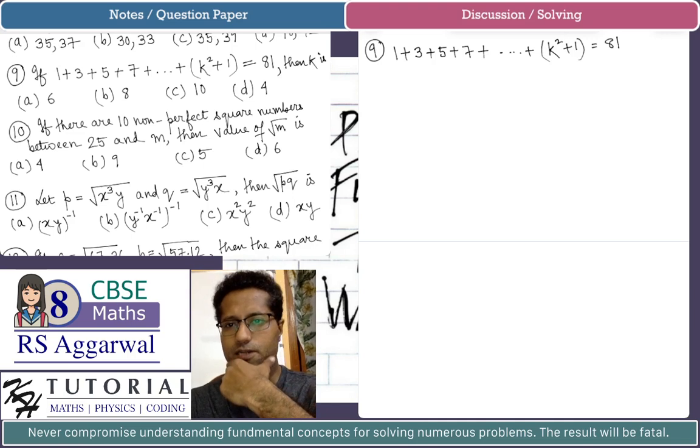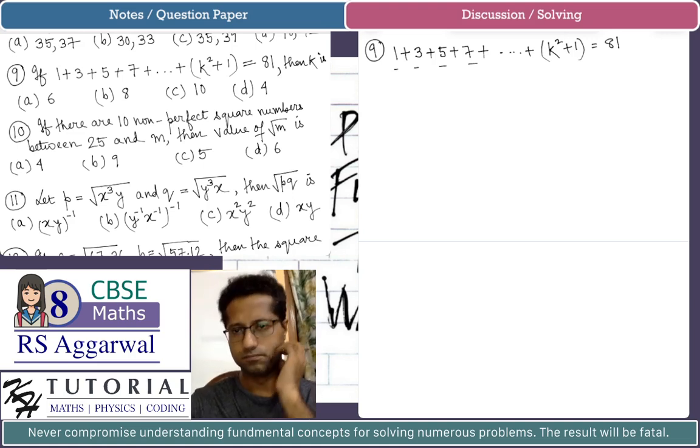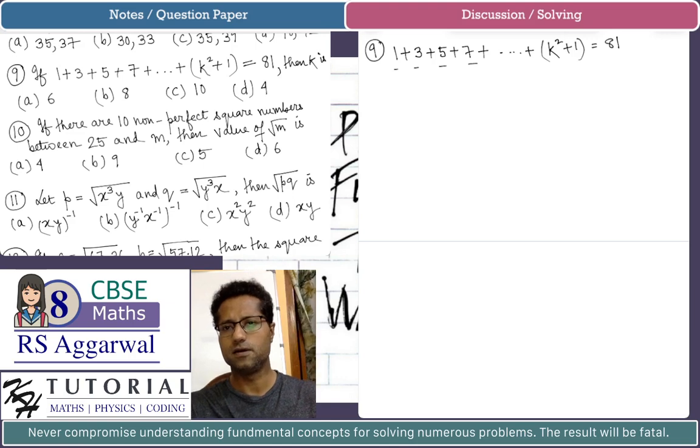Now on the left hand side we can see that summation of the odd positive numbers is going on. All these are consecutive odd positive numbers. They start from 1, and they are 1, 3, 5, 7 and so on. The left hand side is a summation of some consecutive odd positive numbers, where the last odd number is k square plus 1, and on the right hand side it is given as 81.